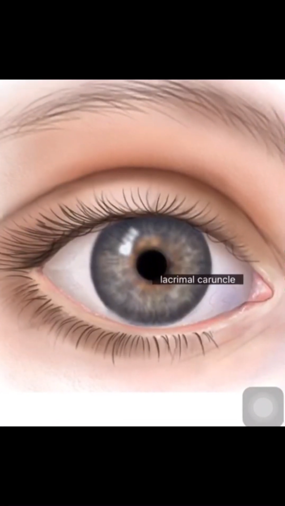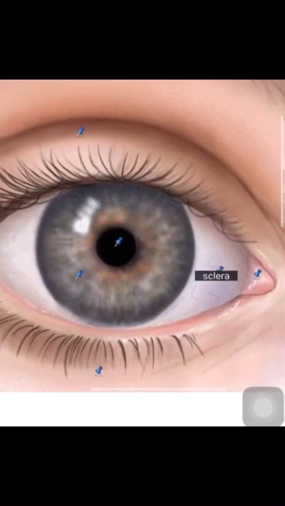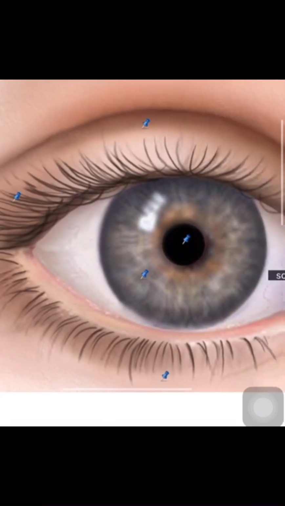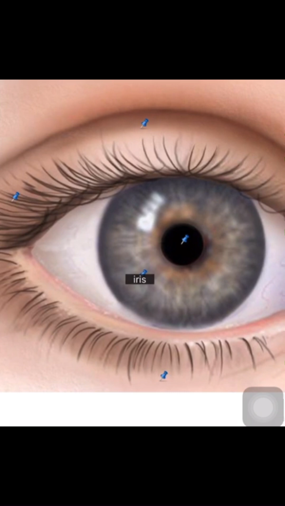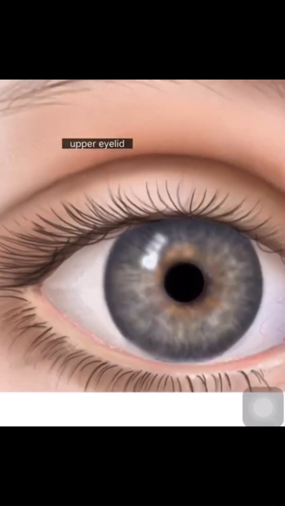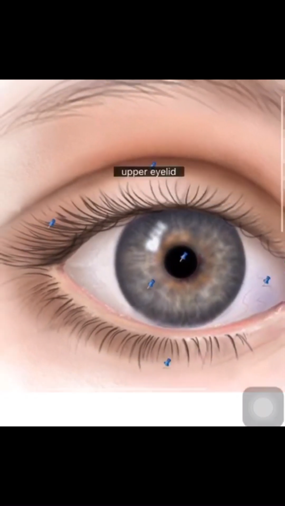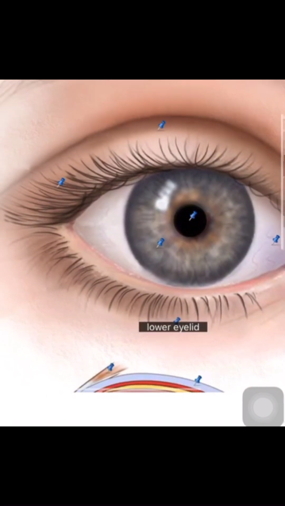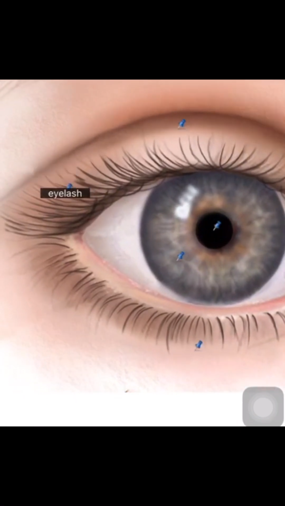This is the structure of the eye and this is the sclera. The sclera is white in color and this is the iris. The iris is the colored portion of our eye and this is the pupil. These are the eyelids, upper eyelid, lower eyelid, and at the free edges there are eyelashes.